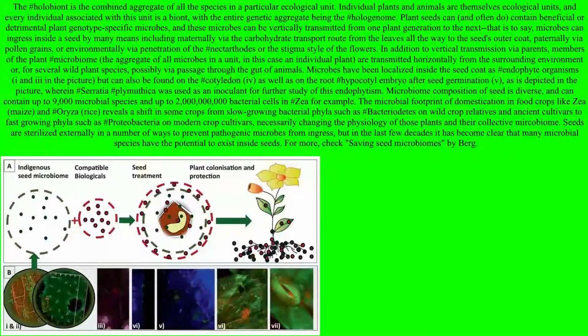All right, last node, last post. This was from January 23rd, 2018. And this talks about one of my favorite subjects, the holobiont and the hologenome. It reads, the holobiont is the combined aggregate of all the species in a particular ecological unit. Individual plants and animals are themselves ecological units, and every individual associated with this unit is a biont, with the entire genetic aggregate being the hologenome, which I have hashtagged.